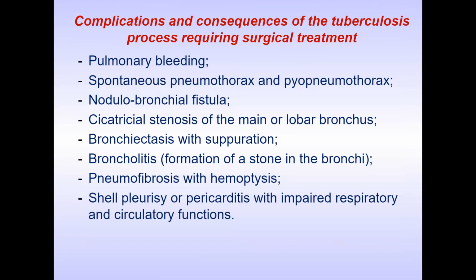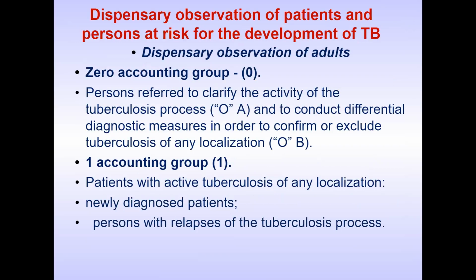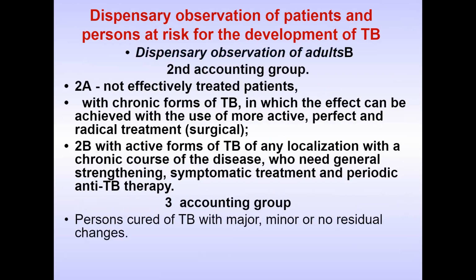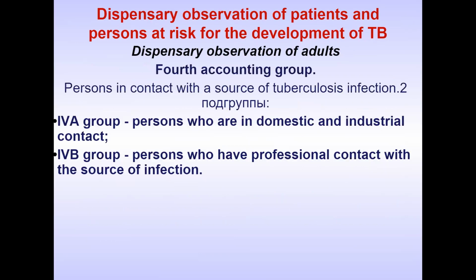Complications and consequences of the tuberculosis process and surgical treatment: pulmonary bleeding, bronchial fistulas, and so on. In this picture, you can see the groups of observation of patients and persons at risk for the development of TB. It's important to know this too.